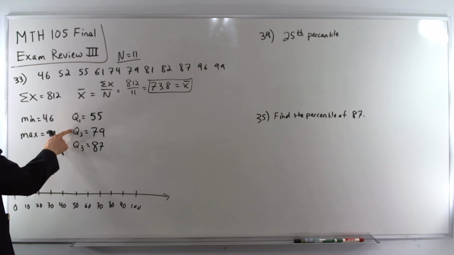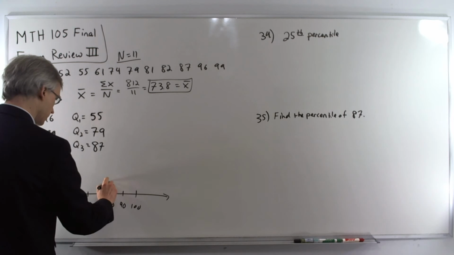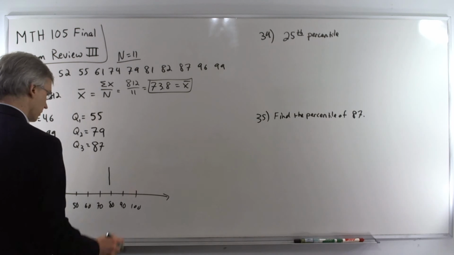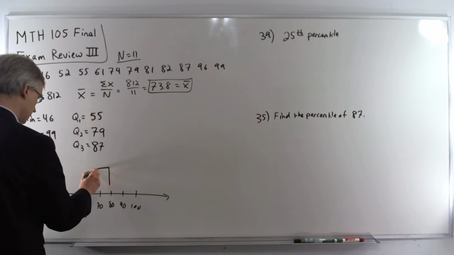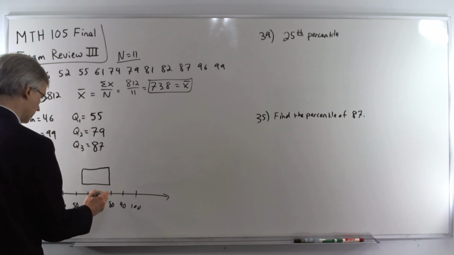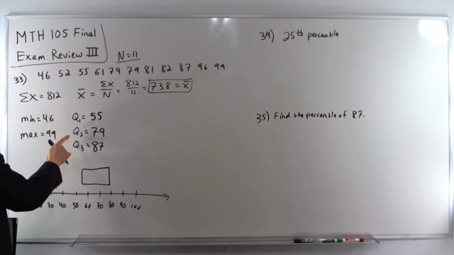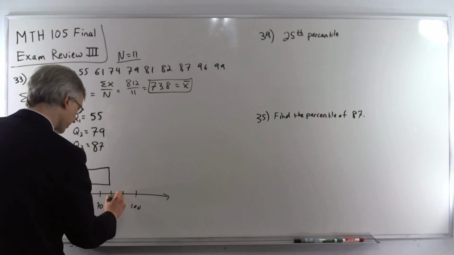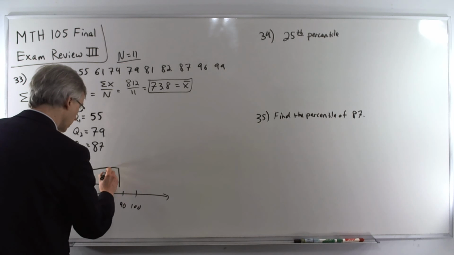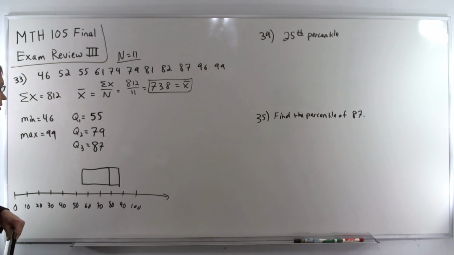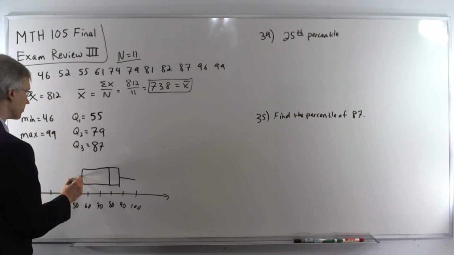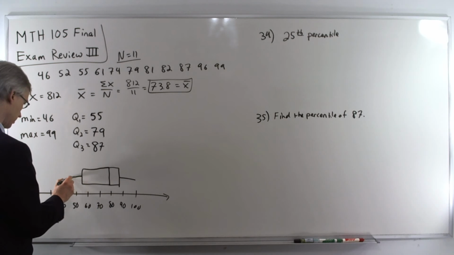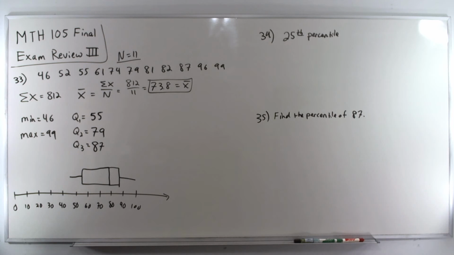So usually I start these in the middle. 79. All right, we'll have that line going up the middle. And then we go out to 55 on the box. All right, there's Q1 at 55, Q2, and then Q3 at 87, which is right about here. And there we go. The values of Q1, Q2, and Q3 give us the box. And then we use the lines to extend out to the maximum and the minimum. So there's the box plot.